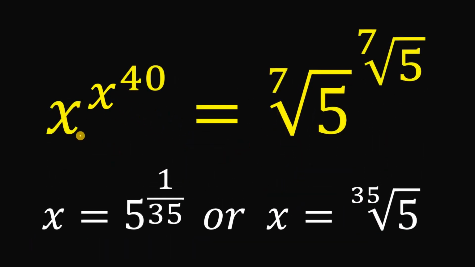So, given the equation x raised to the power of x raised to the power of 40 equals the 7th root of 5 raised to the power of the 7th root of 5, the value of x must be equal to 5 raised to the power of 1 over 35, or we can rewrite this as the 35th root of 5. And as always, we are done.